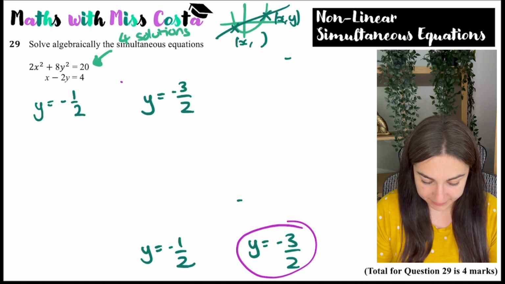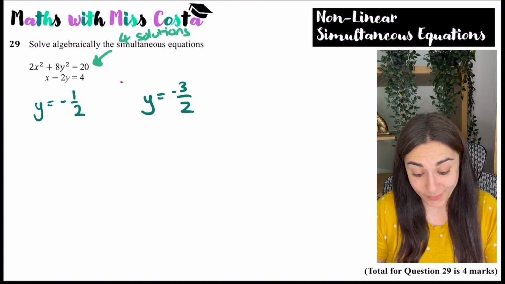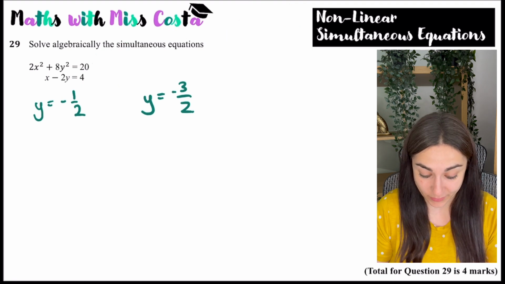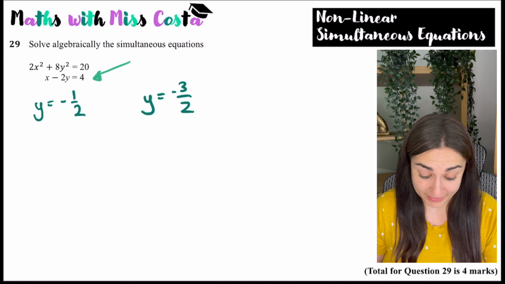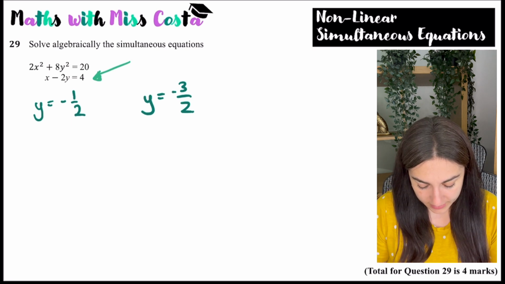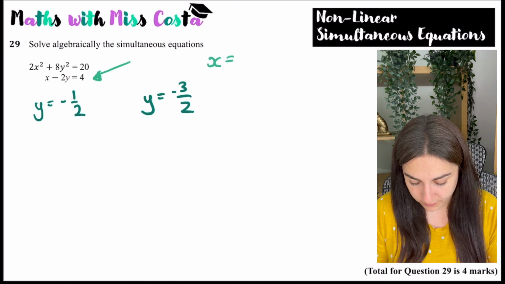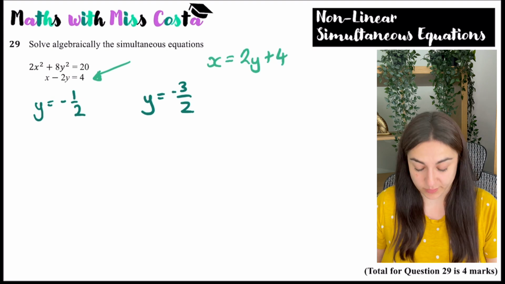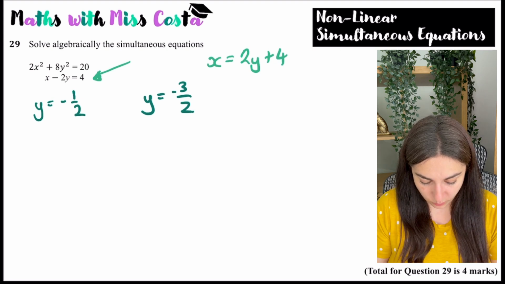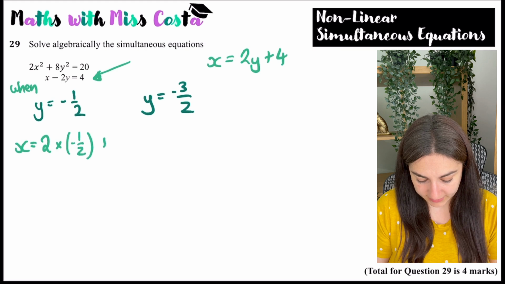To work out my x value, all I need to do is substitute that y value into one of the equations. Now, the easiest one to do would be the linear equation. So it just makes your life easier. So we could rearrange it so that it was x equals 2y plus 4, just to make it easier to work with. So when y is minus a half, x is going to be 2 times by minus a half plus 4.